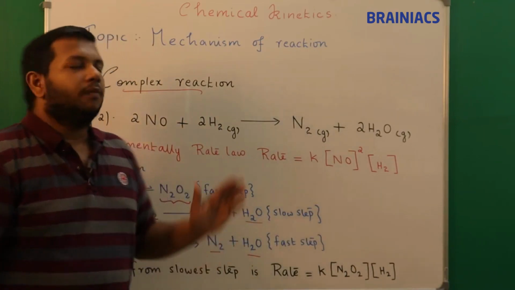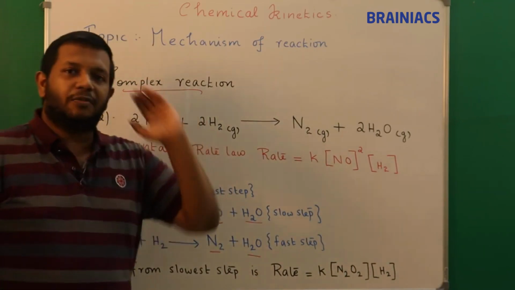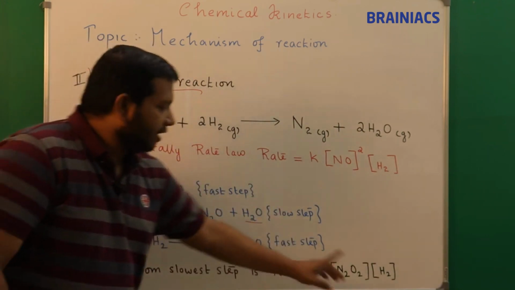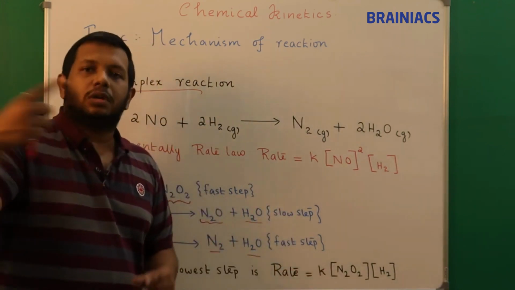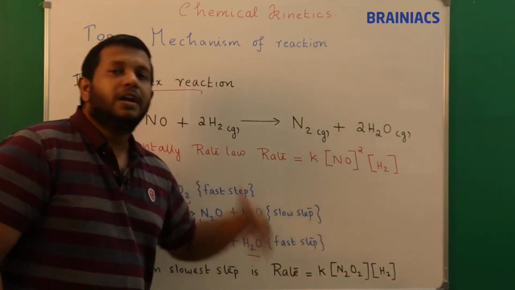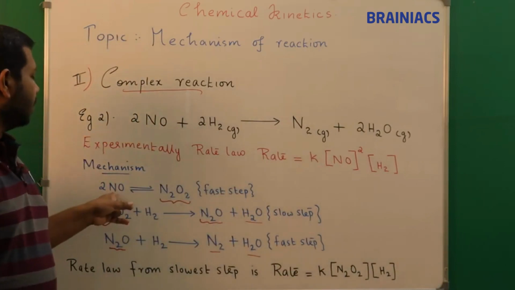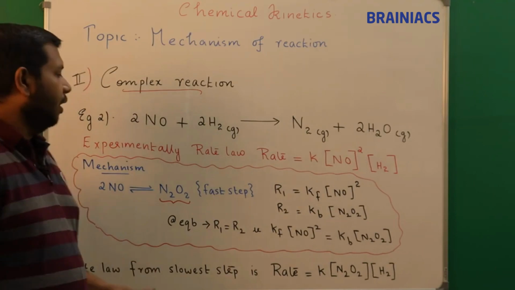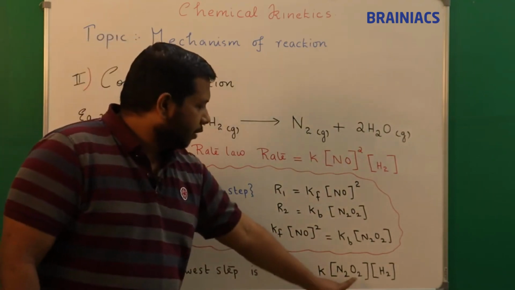So please remember, whenever you write a complex reaction, never leave the rate law in terms of an intermediate. First you can write it in intermediate terms, but later you need to convert that. Next step, I will show you how to convert this N2O2 in terms of the initial reactant NO. Now we will see how to replace N2O2.